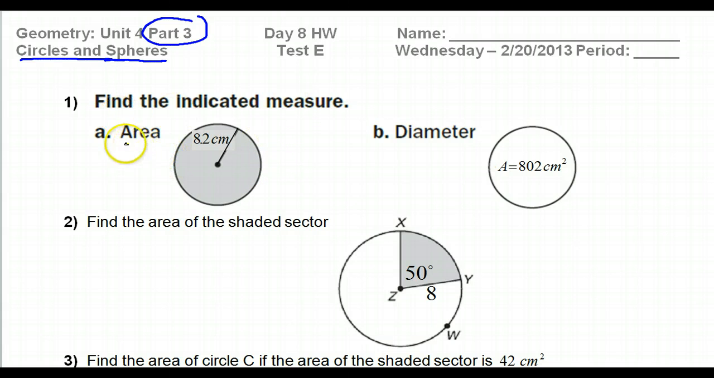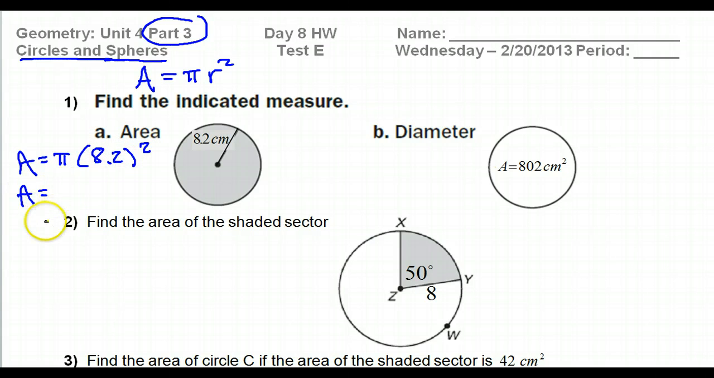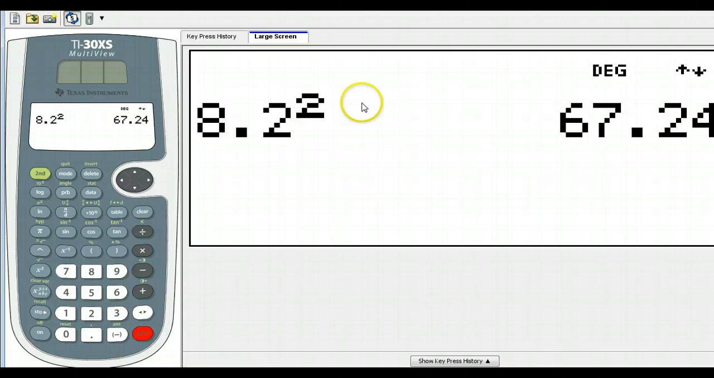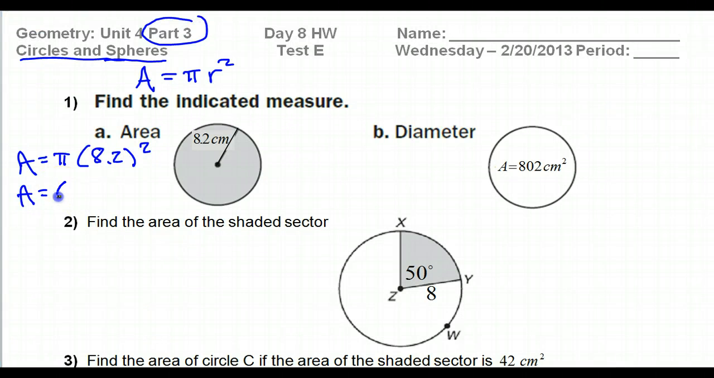Find the indicated measure. Okay, area of a circle. We know that the formula for the area of a circle is pi r squared. We're given the radius, so that means the area is going to be pi times radius squared. You can just type that in your calculator. If you did the 8.2 squared, you would get 67.24. So if you needed an exact answer, it would be 67.24 pi. Alright, just keep the pi there.